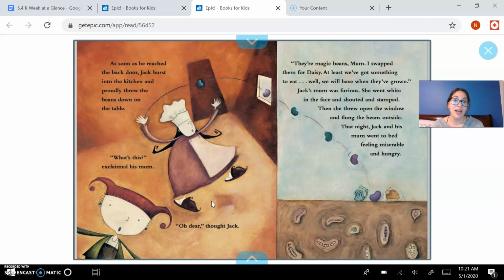"She went white in the face and shouted and stamped, and then she threw open the window and flung the beans outside."